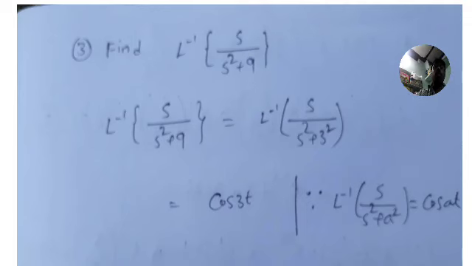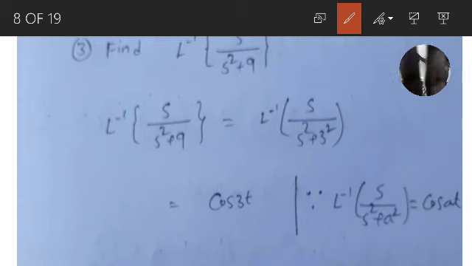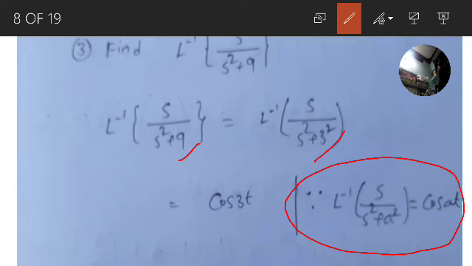Find L inverse of s by s square plus 9. Very similar to the second problem. L inverse of s by s square plus 9. Here 9 can be written as 3 square. Yes or no? How can you write 9 as 3 square? Now the formula I have written here: L inverse of s by s square plus a square is cos a t. Instead of a, we are having 3. Therefore the answer is cos 3t.